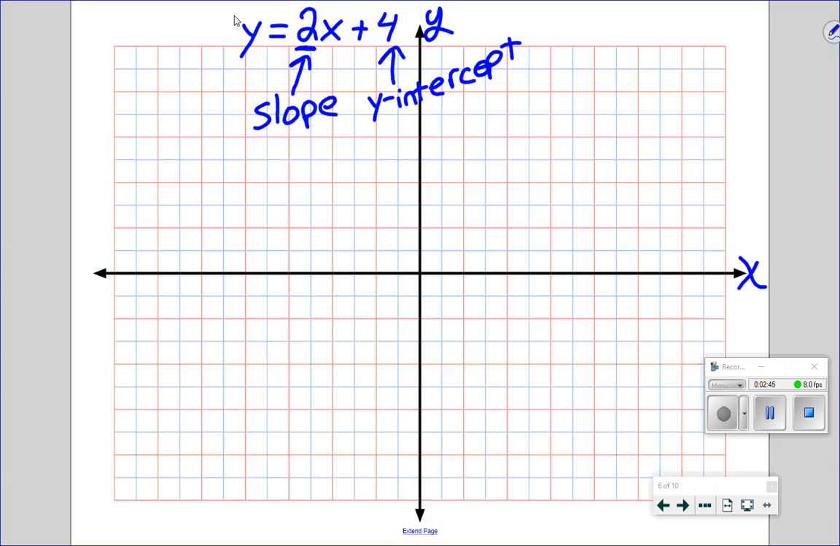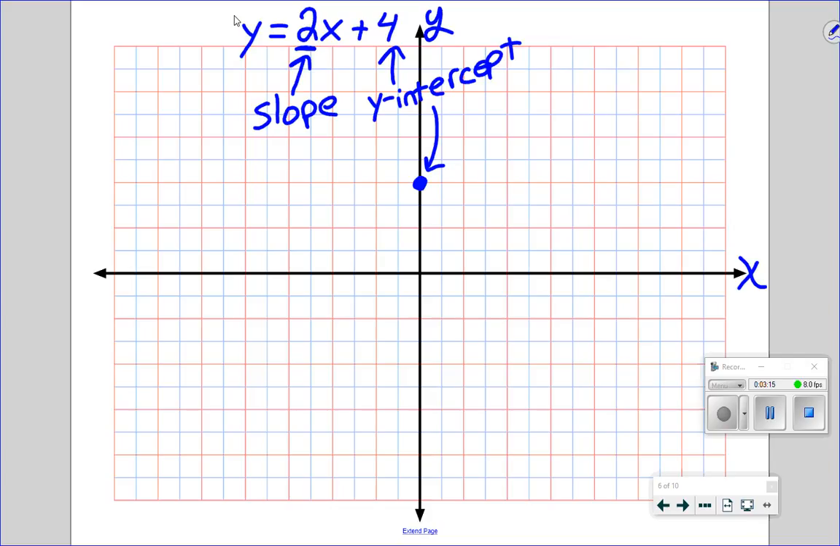So what you want to do when you're graphing this is start with the y-intercept, because that's a point on this graph that we know and we can plot immediately. It crosses the y-axis at 4. That's right here. That's a point that's really easy to plot. So you always start by plotting the y-intercept, and that's whatever's being added or subtracted. If that were minus 4, we'd go down to negative 4 on the y-axis.